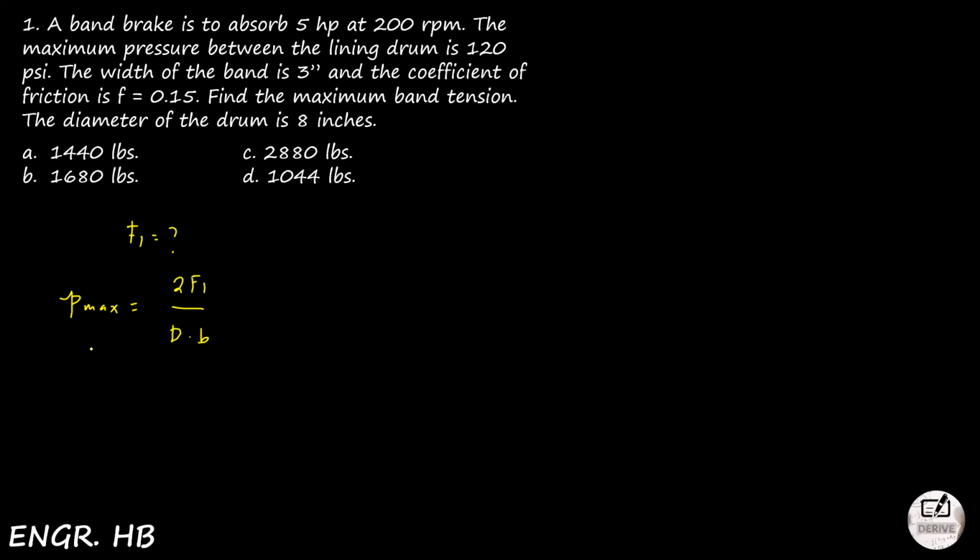So Pmax is 120 psi. That becomes 120 pounds per square inch equals 2 F1 over the diameter, which says here 8 inches, and the width is 3 inches. So everything is complete. Direct substitution. Inches squared cancels, leaving pounds. So F1 is equal to 120 times 8 times 3 divided by 2. So that was 1440.